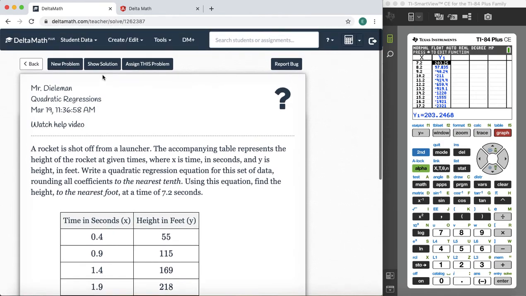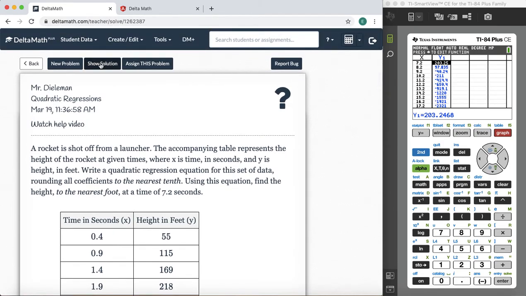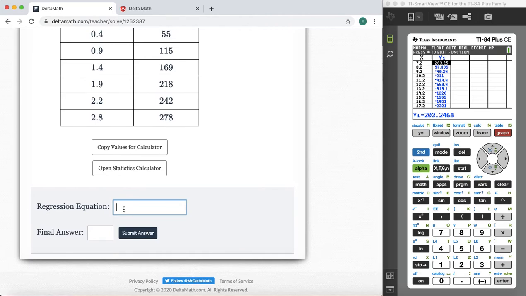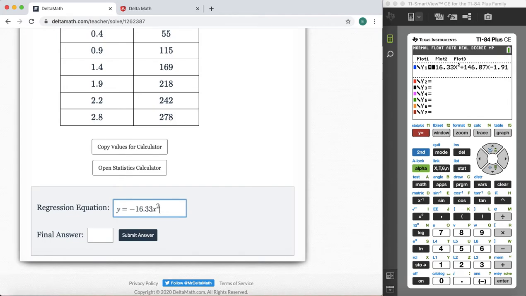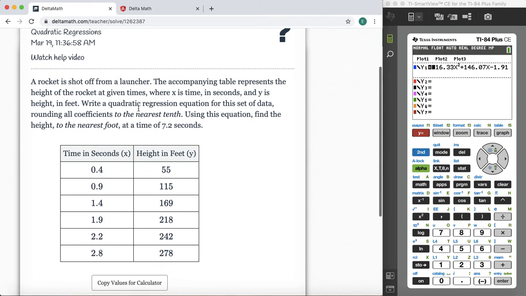And if we look at an example, I think you said to do y equals instead of 0 equals. So y equals, what did I have again? Negative 16.33x to the power of 2 plus 146.07x minus 1.91. Now, do they tell me to round it all up here? Write a quadratic regression equation for this set of data, rounding all coefficients to the nearest tenth. Hey, I didn't read the instructions, so I need to round it to the nearest tenth.